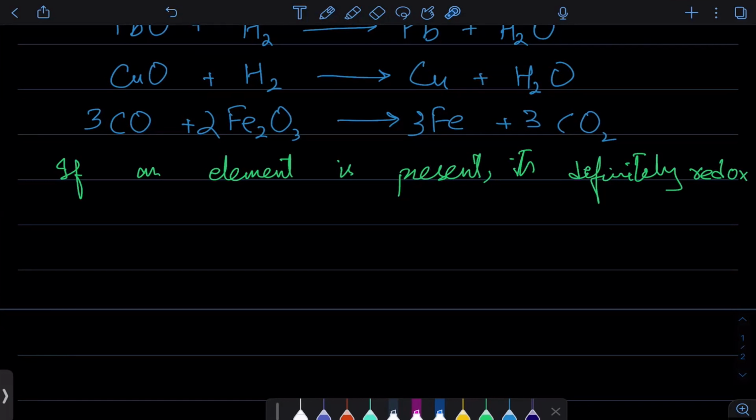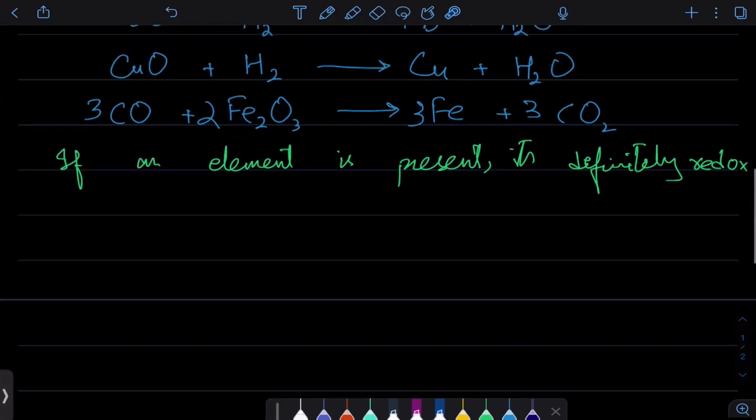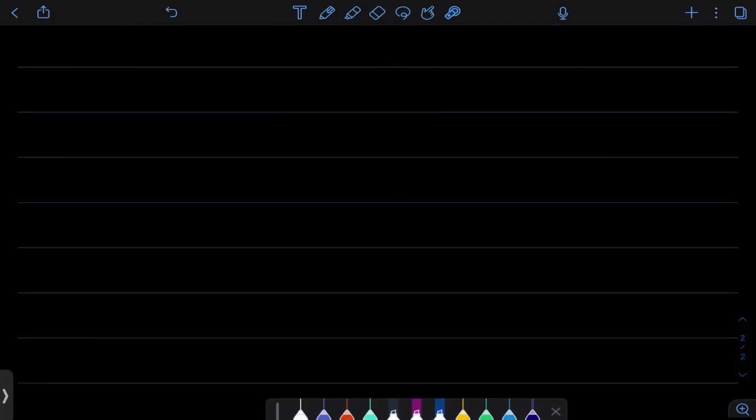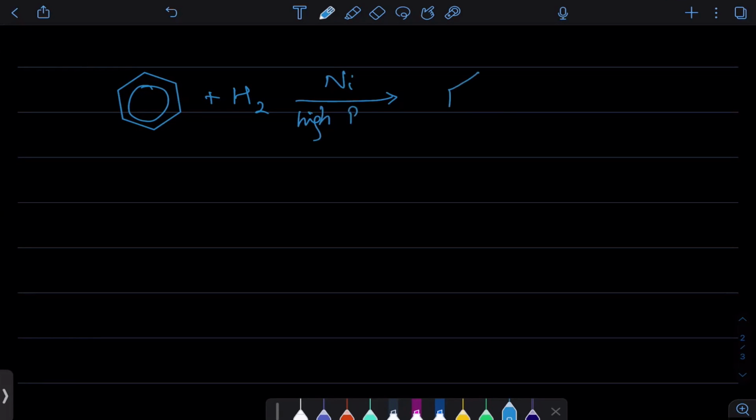Okay. Now sometimes that reduction doesn't have to be in terms of oxygen. For example, we know that if you take benzene and you add a lot of hydrogen, presence of nickel, and high pressure, then you can get cycloalkane. So this is what? This is reduction. Hydrogen add हो रही है. ठीक है, and that is reduction.